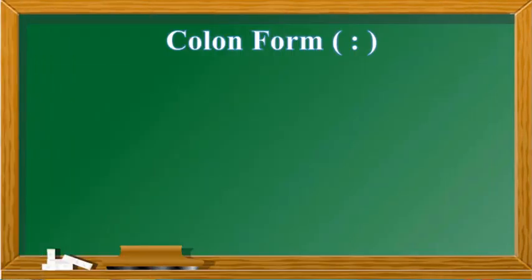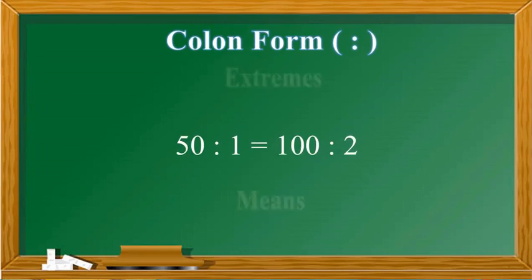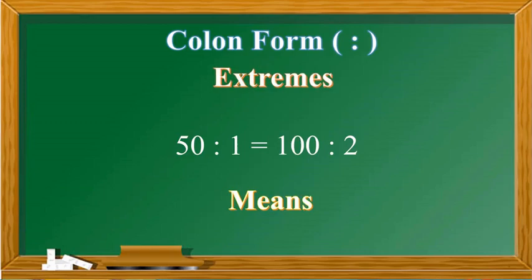First, in column form, like this. How do we know that they are equivalent ratios? We will know if they are equivalent ratios by multiplying the means and extremes. But where are the means and extremes in the 2 ratios? The means are the numbers inside the 2 ratios and the extremes are the numbers outside the two ratios.